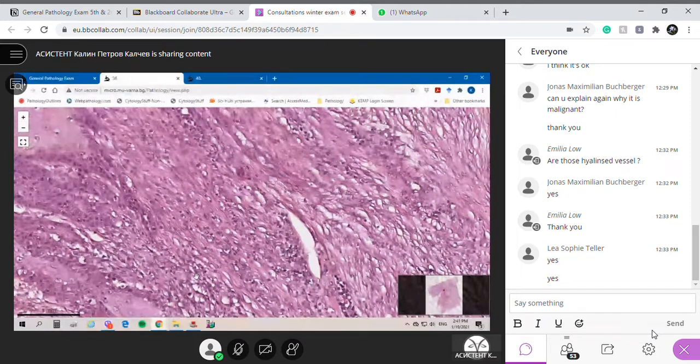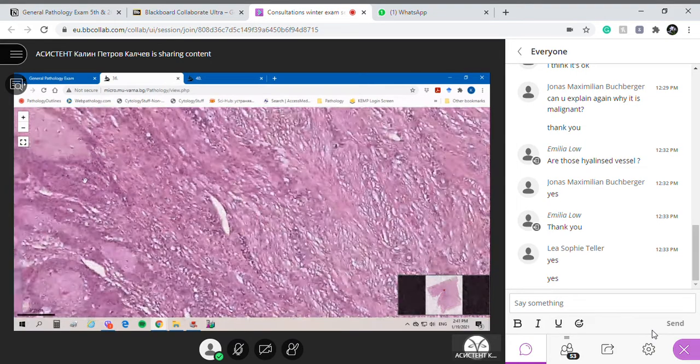And if a tumor is infiltrative, it is a malignant tumor. There are no benign tumors with invasive growth. So here we have invasion of the tumor cells into the surrounding tissues. And this is the most important property of any malignancy. Okay, so here we have a malignant tumor.